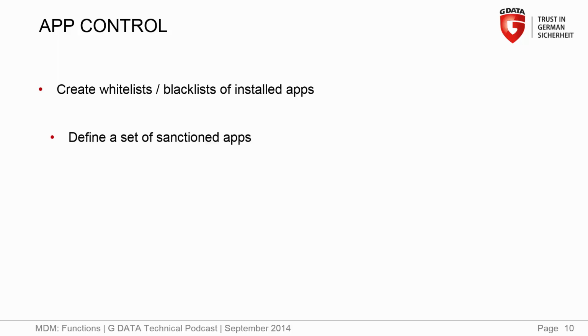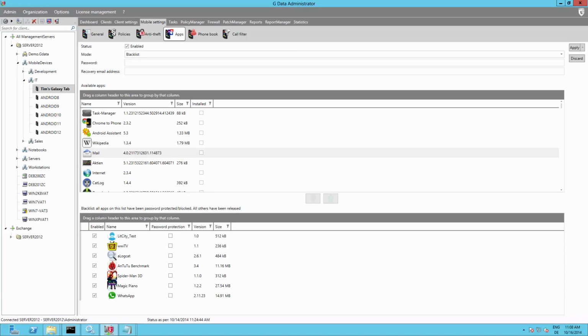Next in line is App Control. This feature allows you to control which apps can be run on a device. It can be operated either in white or in blacklist mode. That way, you can define a list of sanctioned apps for the use on company-issued devices or block specific apps from being used on any devices, such as games or other unwanted applications. Each device which reports back to the management server will also transfer a list of all installed apps on the device.